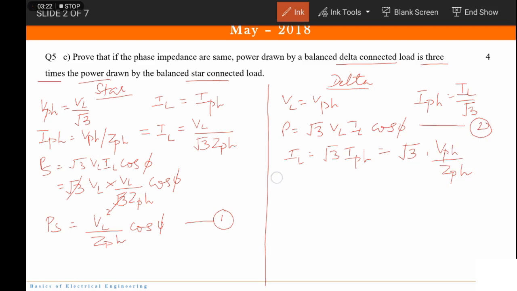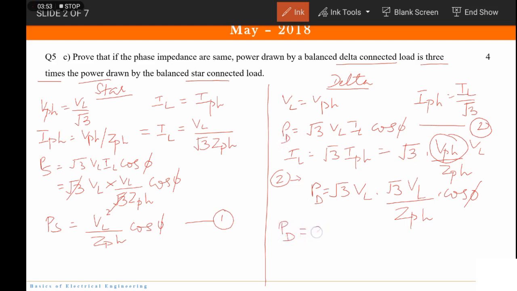Let this be equation number 2. Put the value in equation number 2. So now my equation becomes P is equal to root 3 VL into root 3 VPH upon ZPH. VPH is nothing but VL, isn't it? So I will simply write VL upon ZPH into cos phi. Now here root 3 is not getting cancelled, right? And let this power be PD, D denotes delta power. So this comes out to be 3 VL square upon ZPH cos phi. This becomes equation number 3.